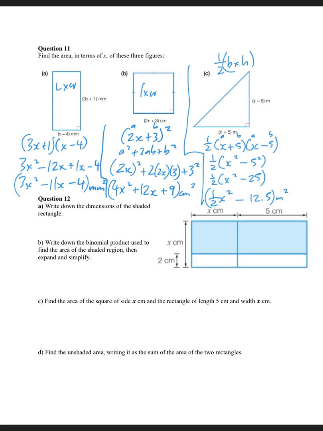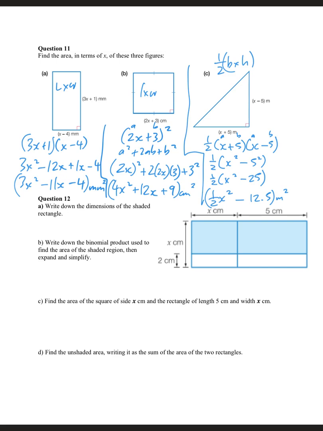Next, write down the dimensions of the shaded rectangle. That's a weirdly written question. They're already written for us. Might be a typo. Write down the binomial product used to find the area of the shaded region. A binomial product is this. Why is it called binomial? There's two numbers in the brackets. So used to find the area of the shaded region.